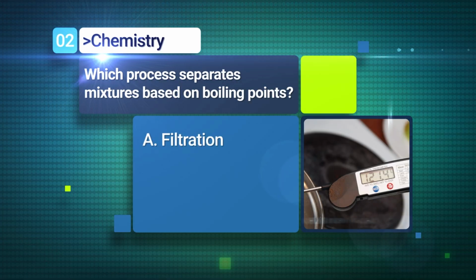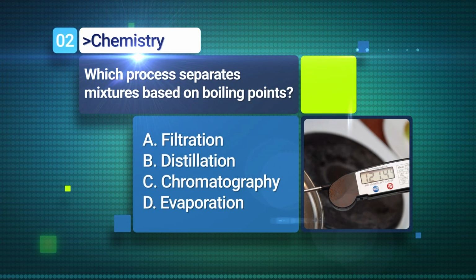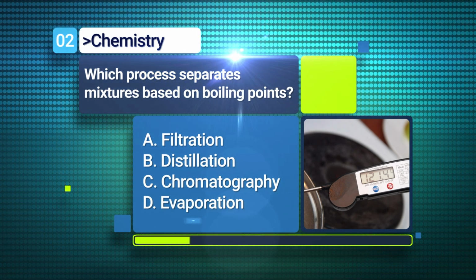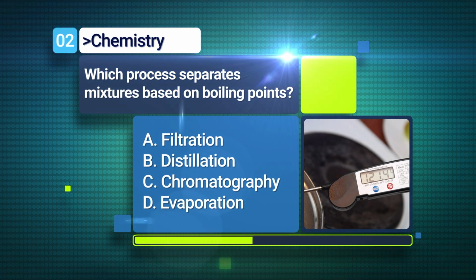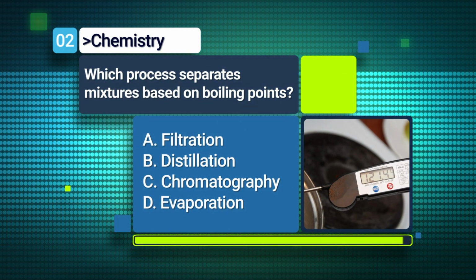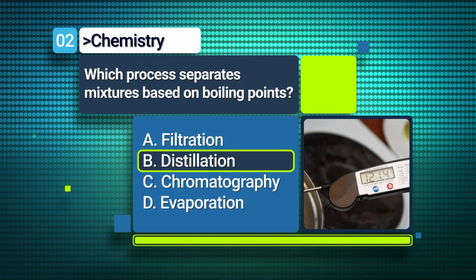Question 2. Which process separates mixtures based on boiling points? A. Filtration. B. Distillation. C. Chromatography. D. Evaporation. Answer: B.